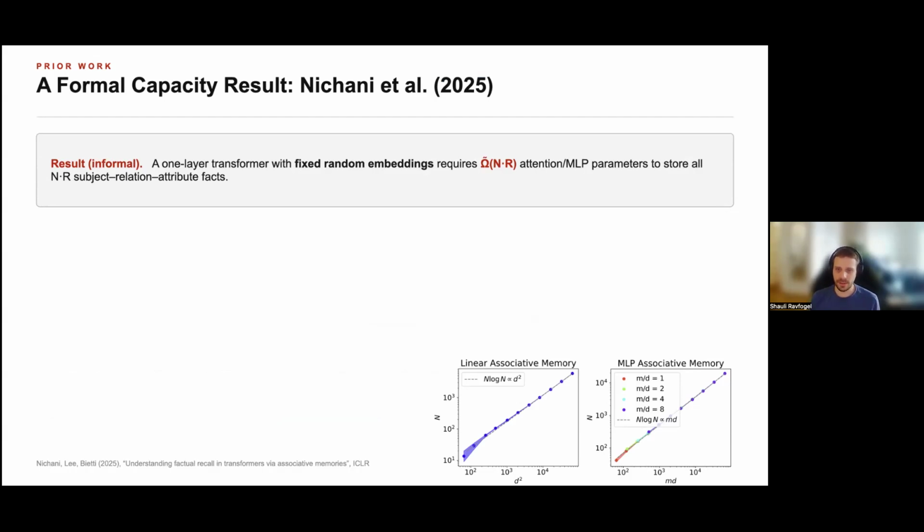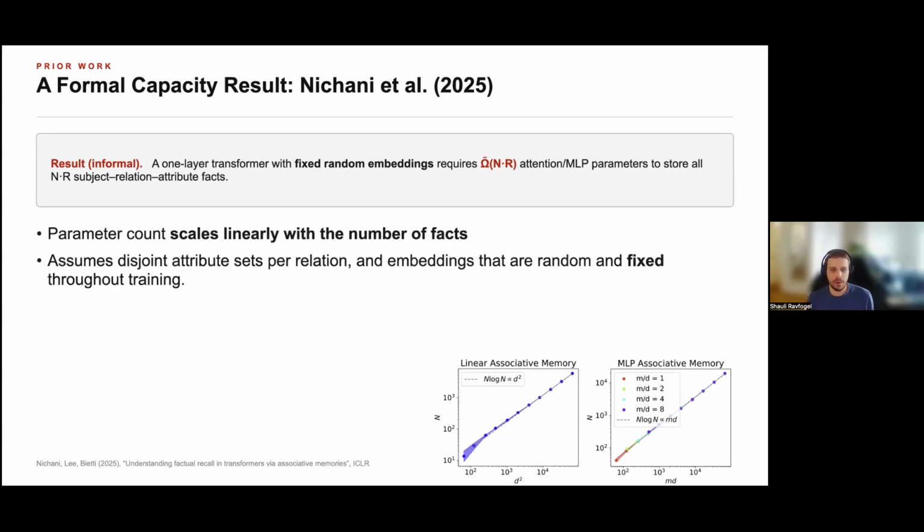The finding is that the capacity is roughly linear in terms of the total number of facts, which is N, the number of entities or subjects, times R, which is the number of factual relations. You can see in the plots below that empirically, if you train models on this kind of synthetic data set of N entities and R relations, you indeed see a linear relationship between the capacity and the dimension of the model. Okay, so that's nice.